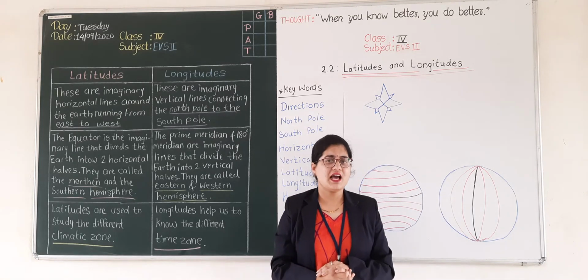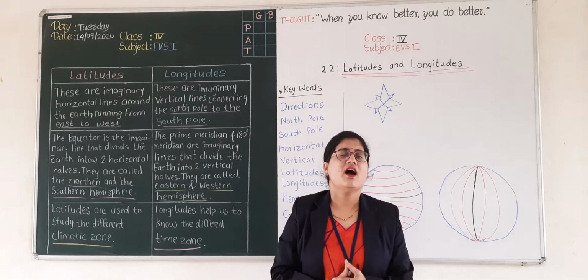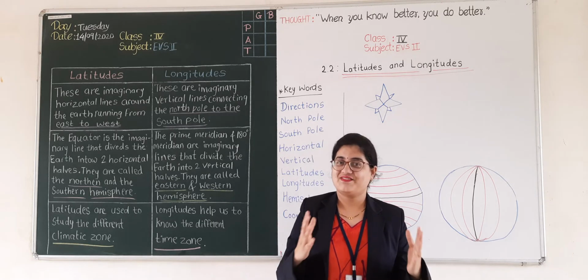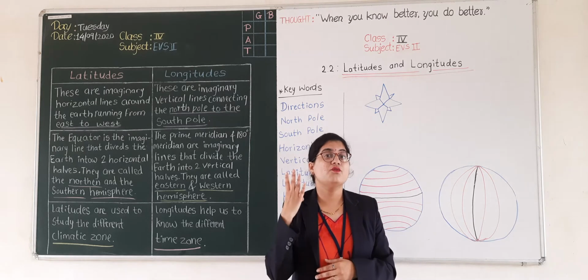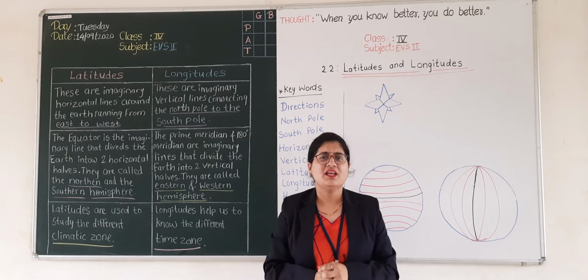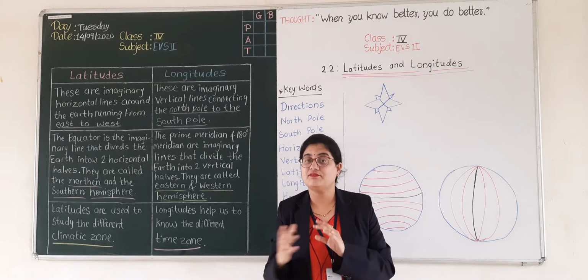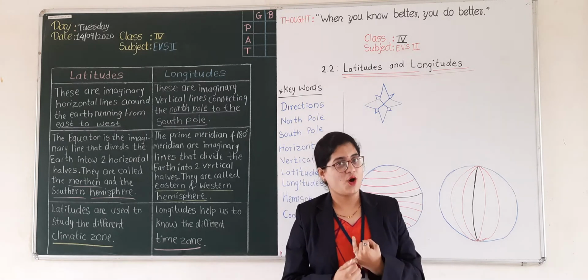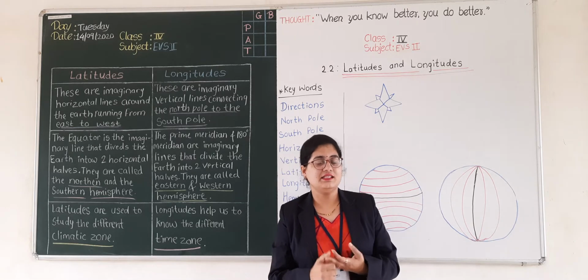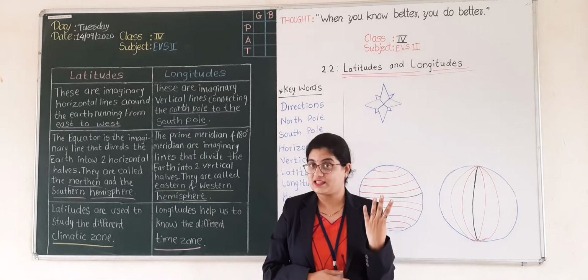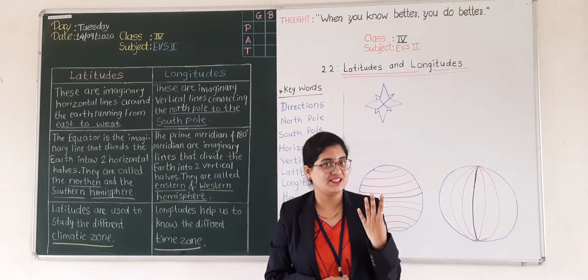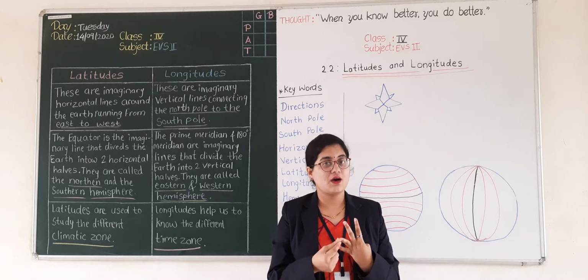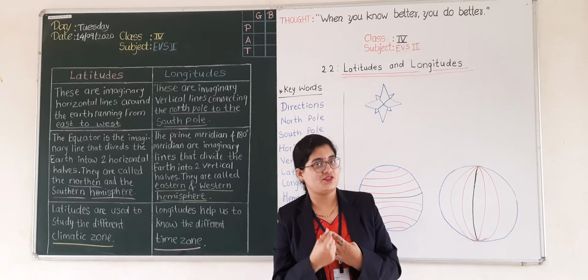Now, tell me students, how many main directions are there? Yes, very good. There are 4 main directions. Can you tell me names of those main directions? Yes, very good. North, south, east, west. These are the 4 main directions. Which are the 4 main directions? North, south, east and west.